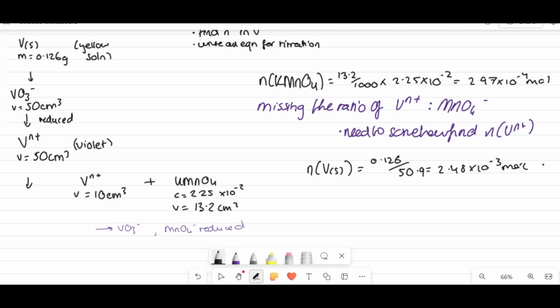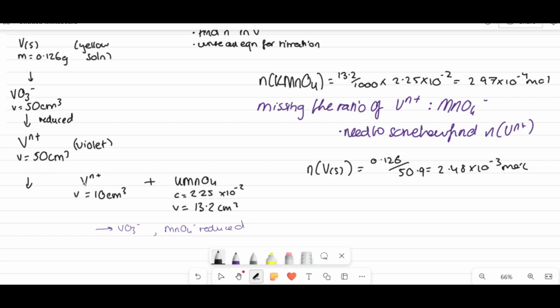That doesn't mean, yay, we can now do the ratio. Pause. We need to look at what's happened to it logically. So this many moles of the V became this many moles of that. All of this eventually became this, and it's in 50 centimeters cubed. All of this eventually became Vn+, which is in 50 as well. However, pause. Remember that we're using this in our ratio. Who did this react with? It reacted with Vn+ in 10. So all of this only got as far as here, and then we took 10 out of the 50, meaning there is a fifth of it.